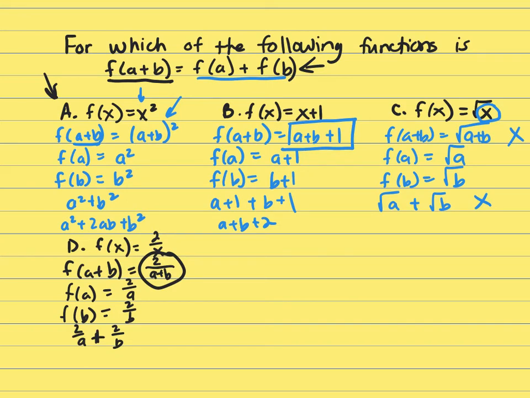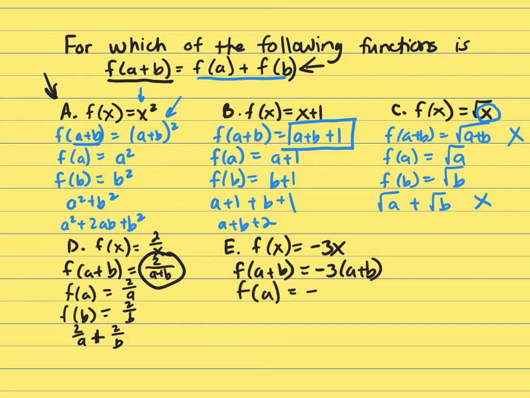Well, it's going to have to be E. And E is negative 3x. F of x is negative 3x. And I want to find f of A plus B. That's negative 3 times x, which is A plus B. And then f of A is negative 3a. And f of B is negative 3b.